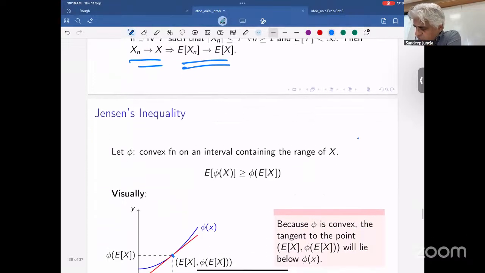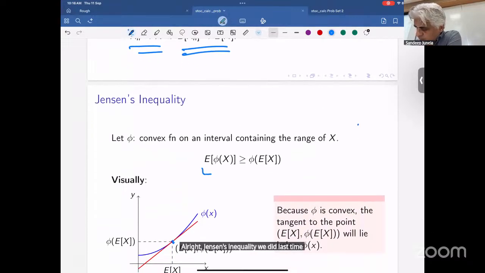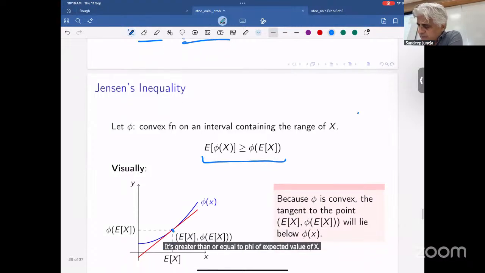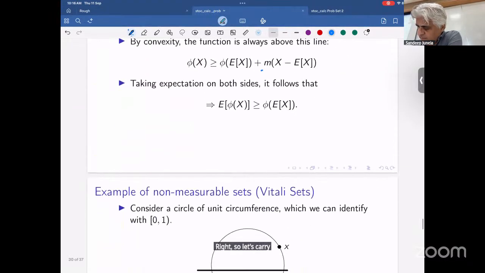All right, Jensen's inequality we did last time. So I'll just quickly state it: if phi is a convex function, then expected value of phi of x is greater than or equal to phi of expected value of x. Right, so let's carry on from this.